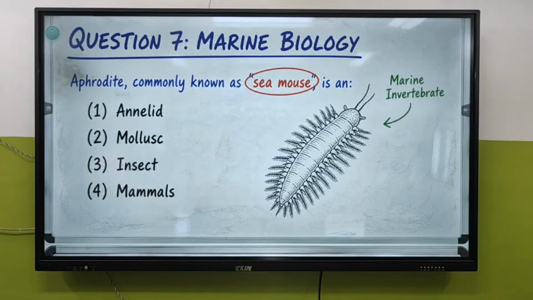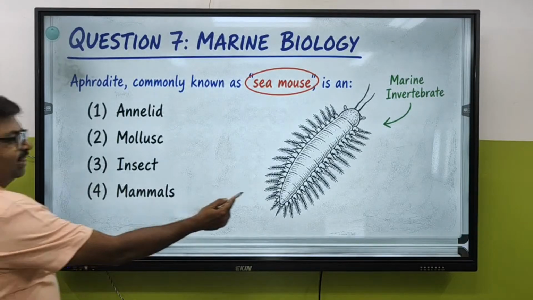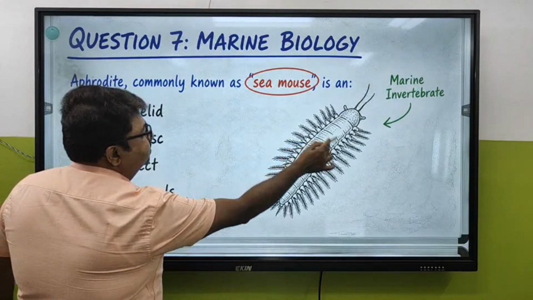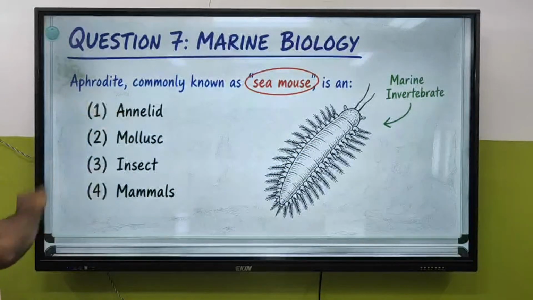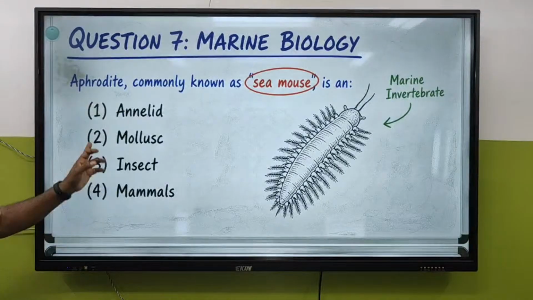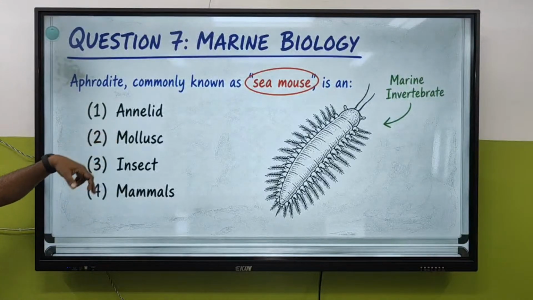What is this? No, sea mouse is not there in your book. What are these structures? Parapodia. Marine invertebrate. The answer is Annelida. Aphrodite is a sea mouse.